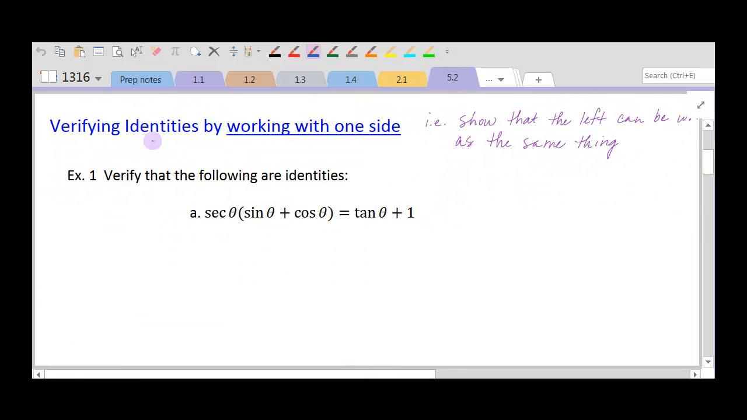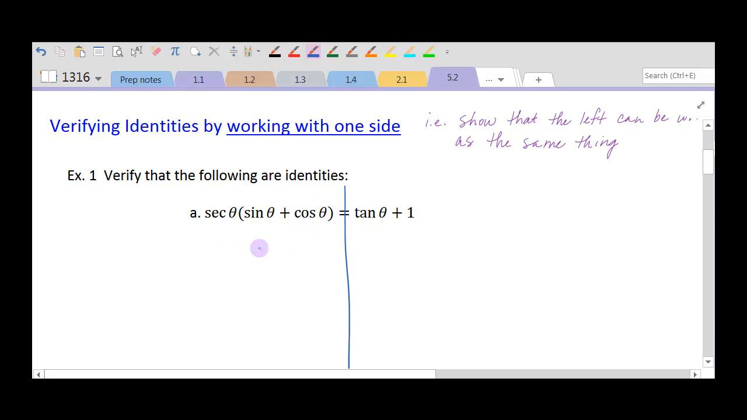In this first series of examples, what I'm going to do is work with one side and try to turn it into the other side. Typically, you try to choose the side that is more complicated. Because I have both a left and a right, which one is more complicated? I want to take the complicated side and turn it into the easy side. So if this is my first example here, the left-hand side tends to be a little bit more complicated. So we're going to see if I can rewrite the left-hand side as ultimately what the right-hand side is. Let's start by distributing and getting rid of our parentheses here.